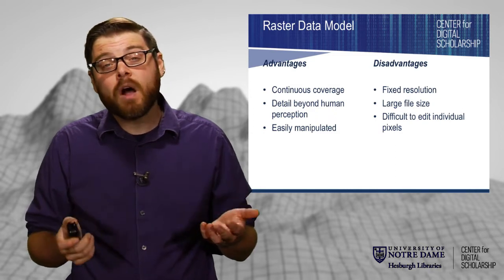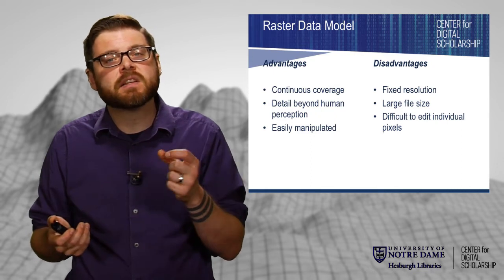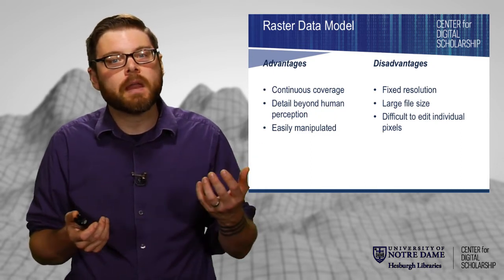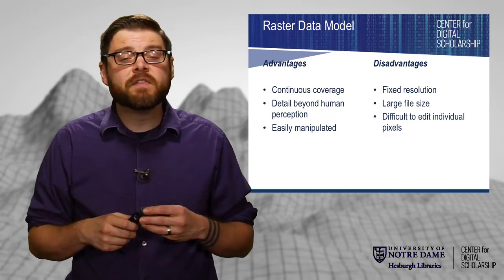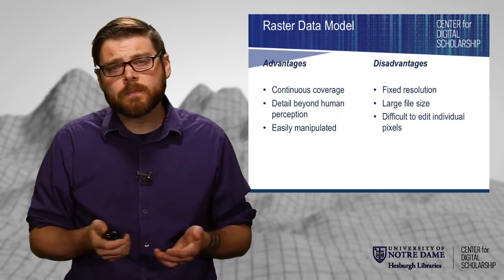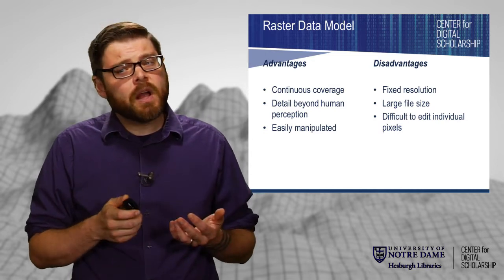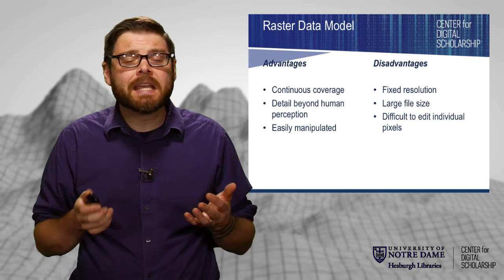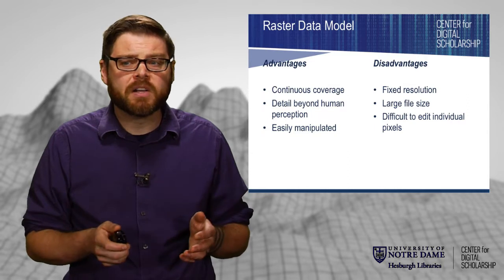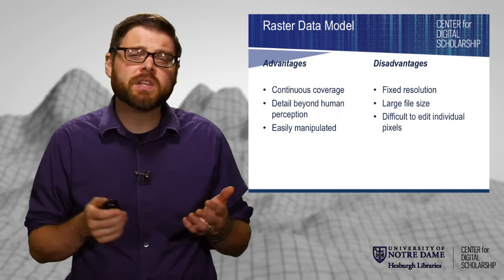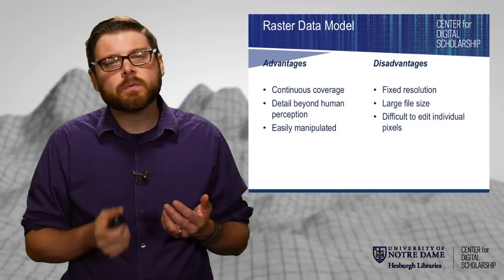We can perceive detail well beyond what our eyes can. Again, that's why these stretches work: we can't see the difference between a 78 and a 79, but the computer can, and we can begin to manipulate it so that it becomes a little more clear. It's very easy to manipulate raster data like this. We saw that from the stretches. Those happen lightning fast. Some of the disadvantages, perhaps: we have a fixed resolution. We can't get in any further than the resolution that we have the image at originally. It's just simply not possible. Because they're continuous, we tend to have very large file sizes on raster data, and it can be difficult to go in and edit individual pixels.